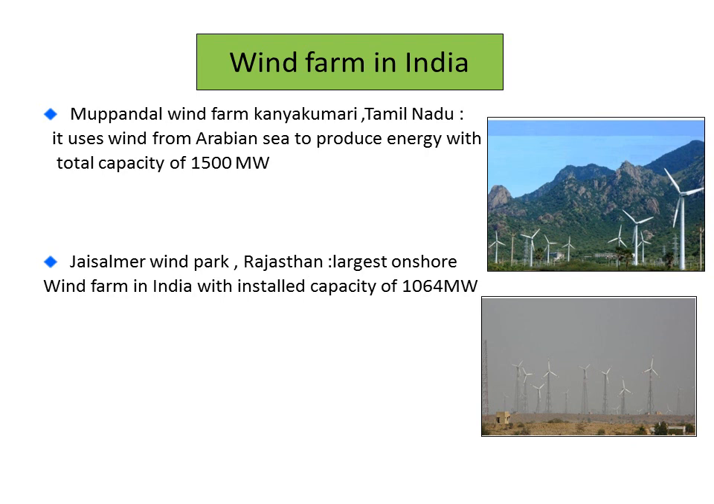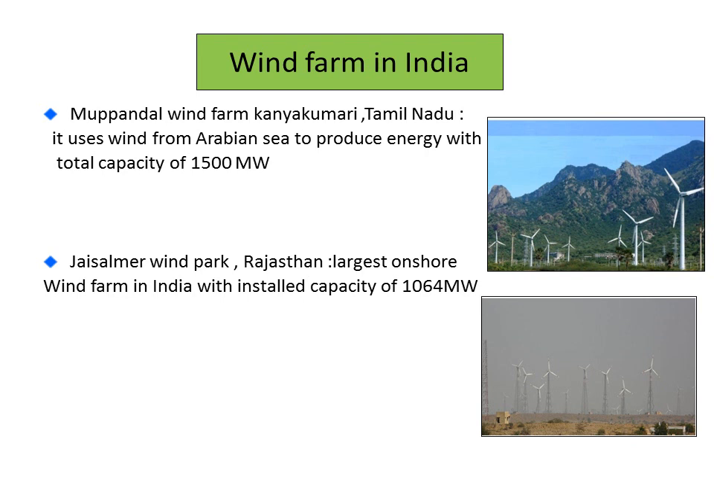Here I am discussing the wind farms in some of the states in India in detail. The first one is Muppandal Wind Farm, Kanyakumari, Tamil Nadu. Muppandal is a small village in Kanyakumari district of Tamil Nadu and one of the important sites of wind farms in the state. It uses wind from the Arabian Sea to produce renewable energy with a total capacity of 1500 megawatts, which is the largest in India.